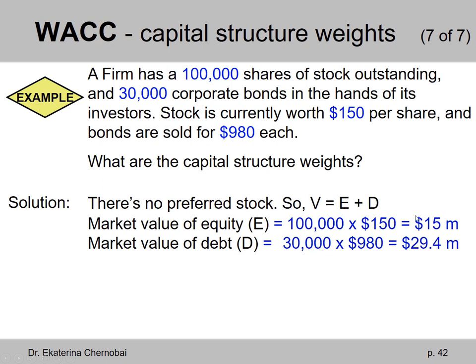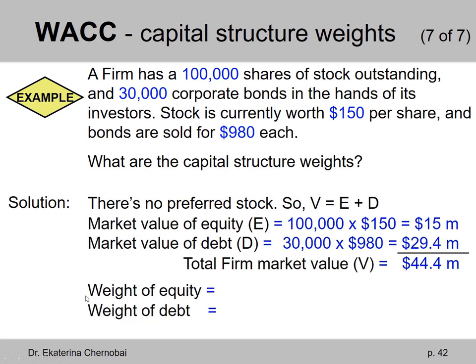Then we can combine the two market values for equity and debt, which will give us the total firm's market value, capital V. So 15 million plus 29.4 million gives 44.4 million. That's the total market value of the firm. And then we have everything we need to find the weights. Weight of equity and weight of debt.